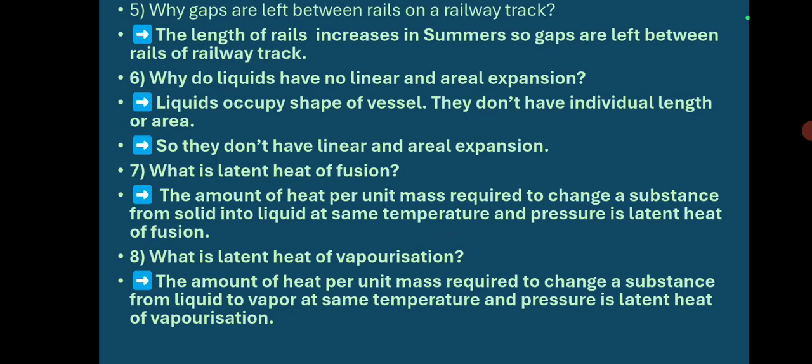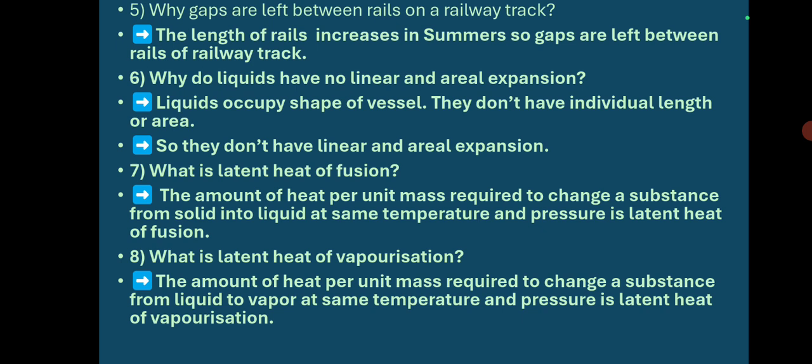Next, why are gaps left between rails on a railway track? Because the length of rails increases in the summer. For that. Why do liquids have no linear and areal expansion? Because a liquid does not have a particular length, area, or shape. It occupies the shape of the container in which we take it. So it does not have any linear or areal expansion.